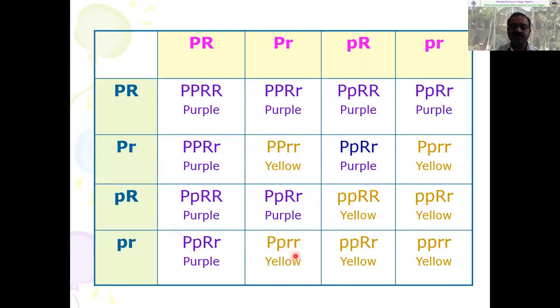Here it is yellow due to the small rr, and here it is due to the small pp, and here both pairs of alleles are homozygous recessive. That's why it is yellow. So in total there are 9 purple versus 7 yellow. Hope you understood the basic concept. Since it is a duplicate recessive epistasis, if any one pair of alleles is homozygous recessive, it will mask the expression of its non-allelic pair, and since both pairs have recessive epistasis, it is called duplicate recessive epistasis.